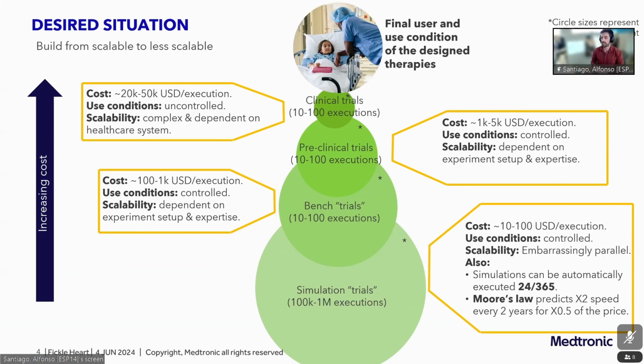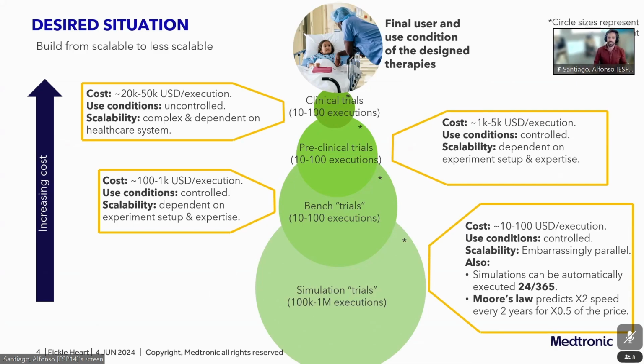Those are still expensive, but they are a little bit more controlled. And then if you go a level below that, you can do bench experiments that are cheaper and more controlled, so you can handle more variables on that problem. And if you go to the bottom of the scale, where you're testing more hypotheses, you have what I'm calling here the simulation trials, right? These are the cheapest type of evidence, and you have very controlled use conditions. It's a type of evidence that is embarrassingly parallel. You can run as many experiments as you want, as long as you have a large enough computer.